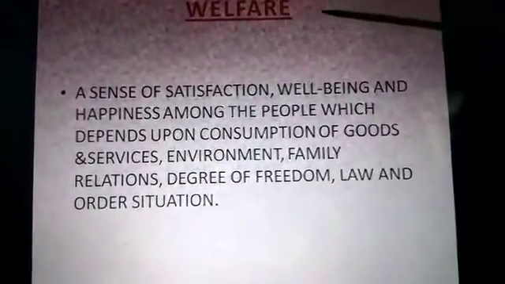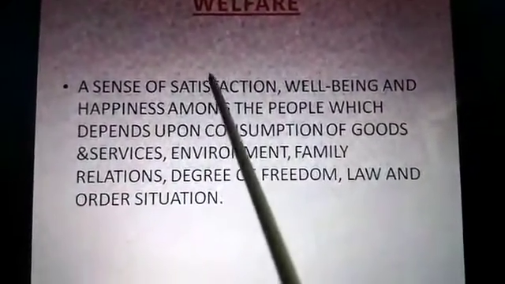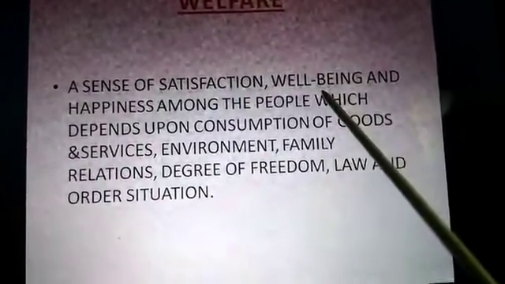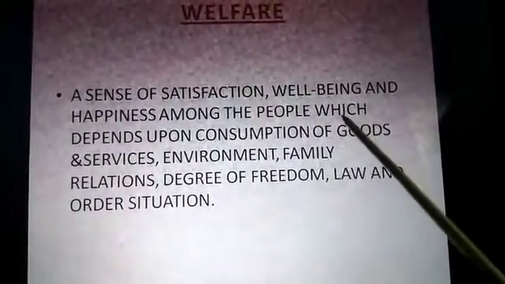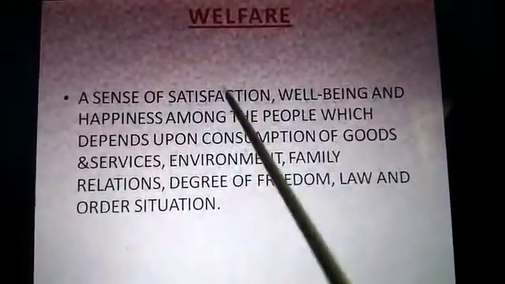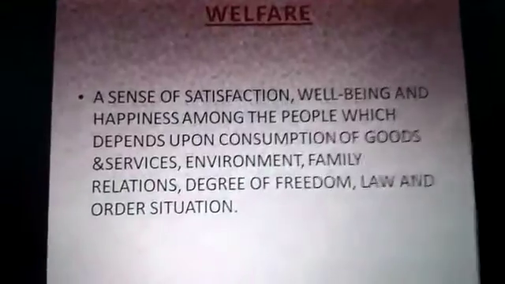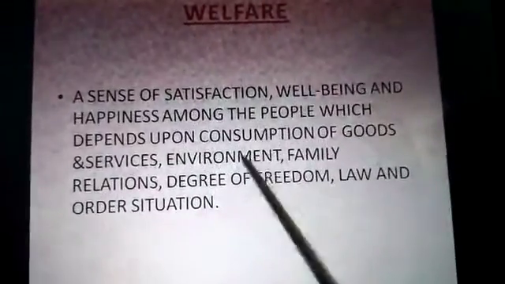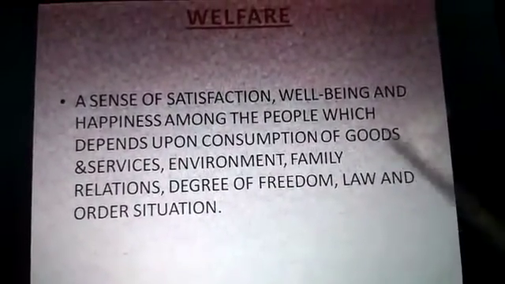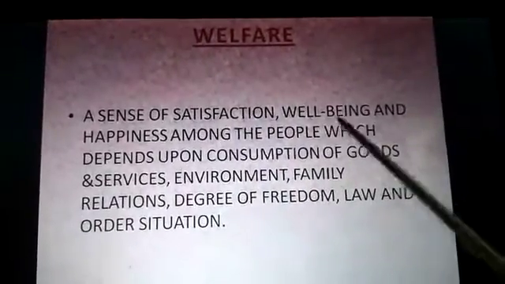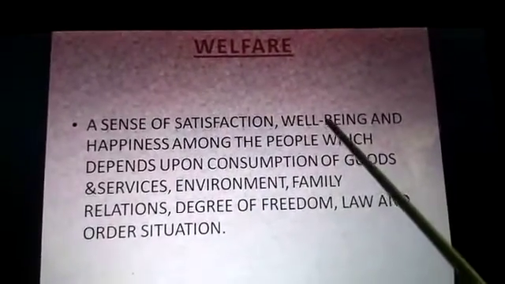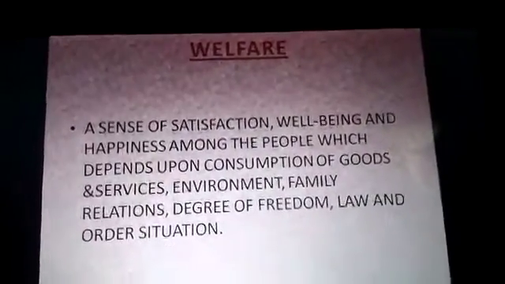Then comes the last concept of this chapter, welfare. It is a sense of satisfaction a person gets, or his well-being or happiness. Okay, and how does he get that? This satisfaction, well-being, happiness, from where does he get it? He gets it from consumption of goods. When he's hungry, he consumes goods, which provides him satisfaction. Okay, if he does not consume for a longer period of time, say 1 month, he will die. Hence, all that consumption of goods and services provides him welfare.